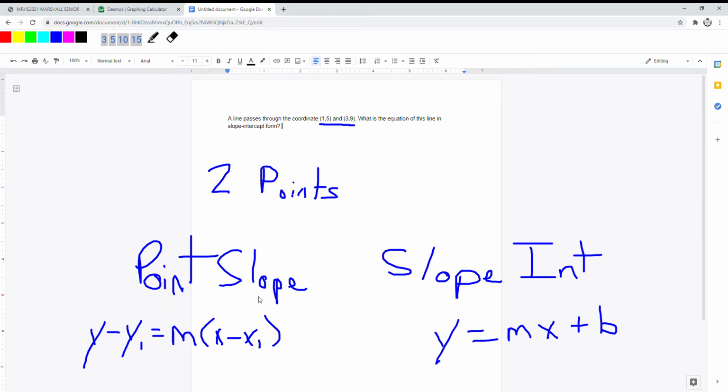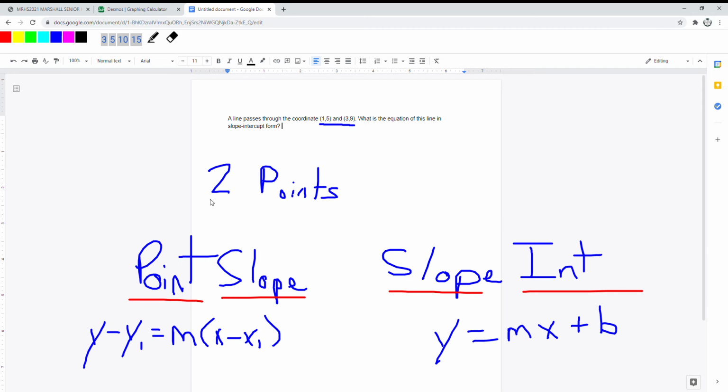Well, in point-slope form, we need two pieces of information. We need a point, and we need the slope, right? Those two pieces of information will allow us to write our line in point-slope form. In slope-intercept form, we need to know the slope and we need to know the y-intercept. Those two pieces of information. So let's take another look at the amount of information we're given in this problem, and maybe we can determine if there's a way to get to one of these.